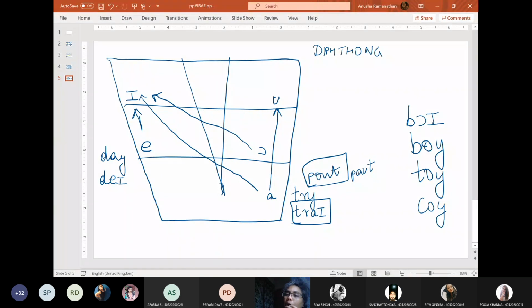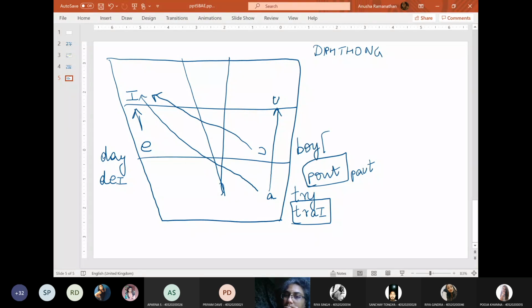When you're looking at it, it is moving in this manner. So just to identify, it will be boy, which will be written as B O E. Okay, that is boy. Day.